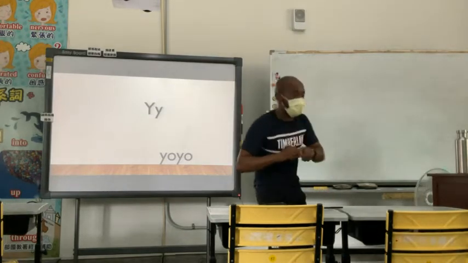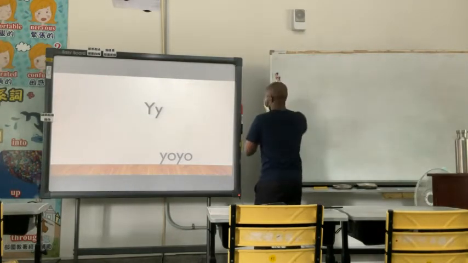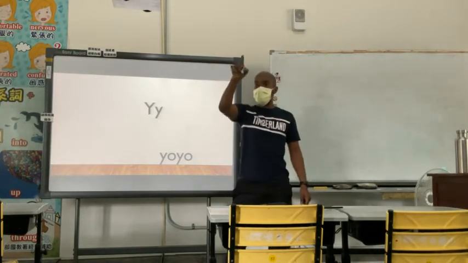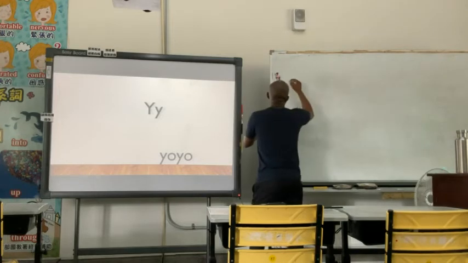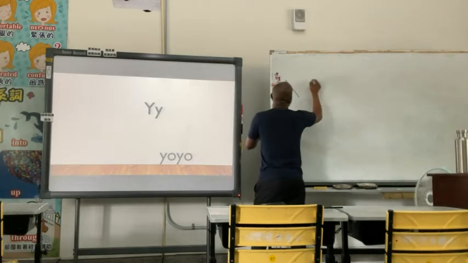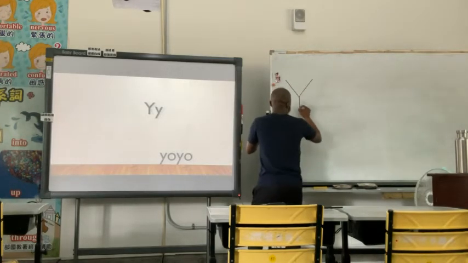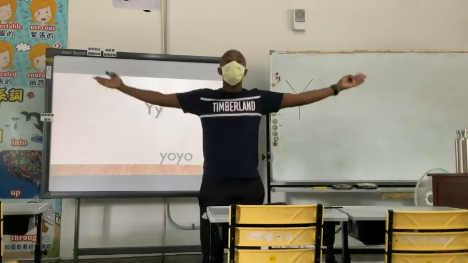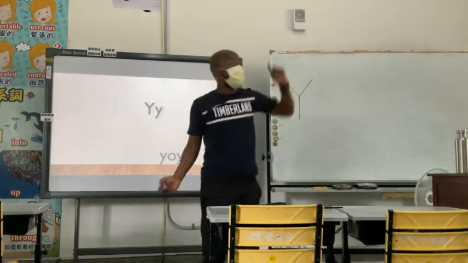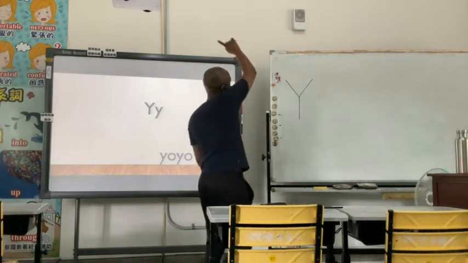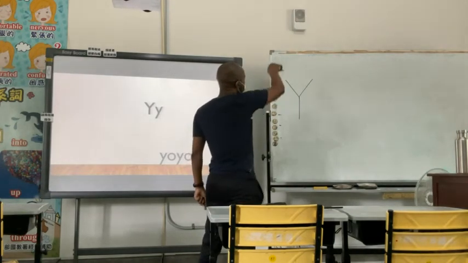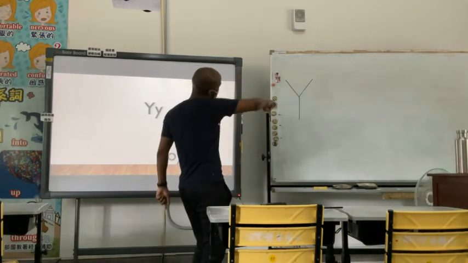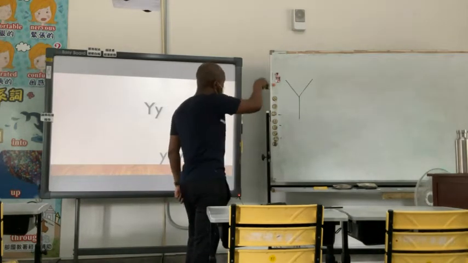Now, let's look at this. So we have big Y with the magic finger. One, two, three. Let's do it. One, two, three. That's big Y. Yes, that's big Y, okay? So that's all. One, two, three. That's very easy.